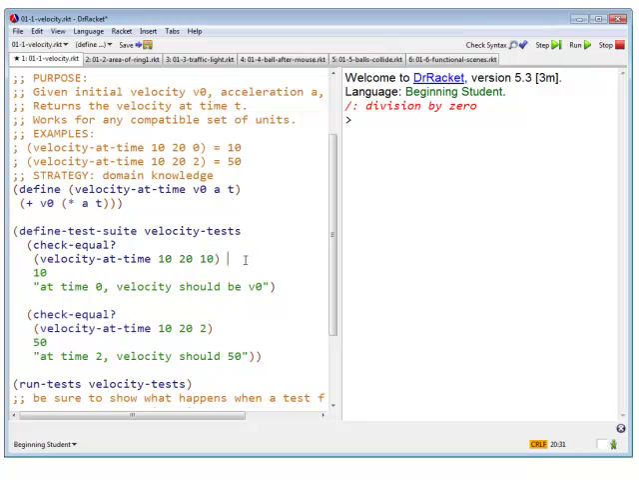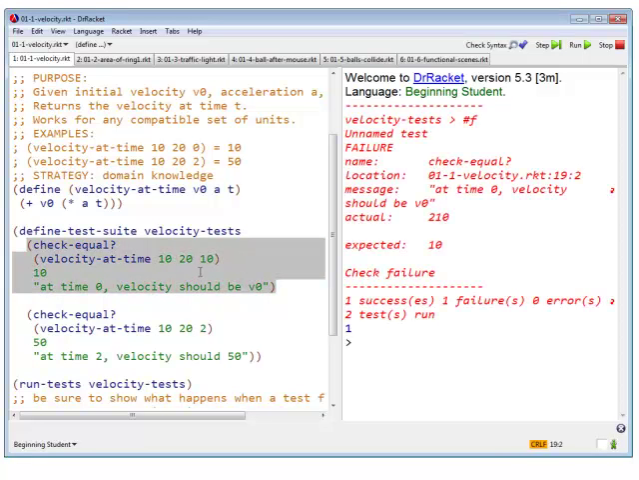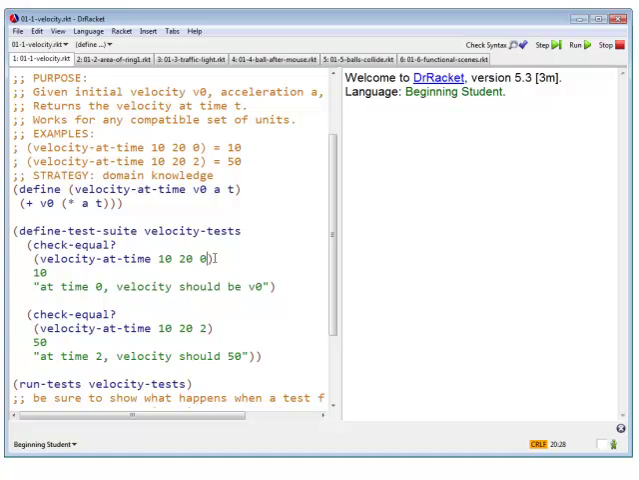Put that back. Let's see. Actual 210. What did I say here? Oh, that was supposed to be 0, not 10. Okay. That's regression testing. Right. Did I break something? And the answer was yes, I broke something. I broke the test. Okay. Those are just very simple examples.